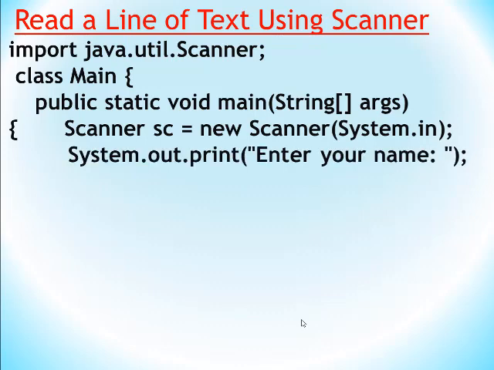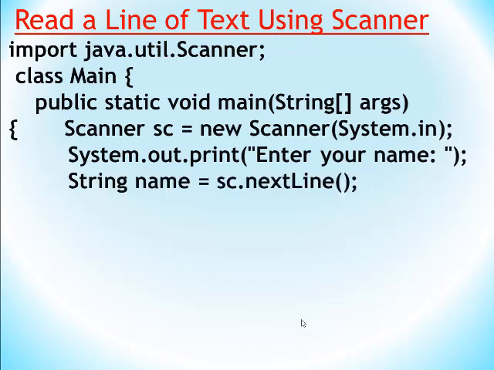Suppose you want the name to be entered by the user, so you give a message, enter your name, and this is the statement that is using the nextLine function, because a name can contain two parts or three parts, as first name, middle name, surname, or first name and surname. String type of value it is, so String name.